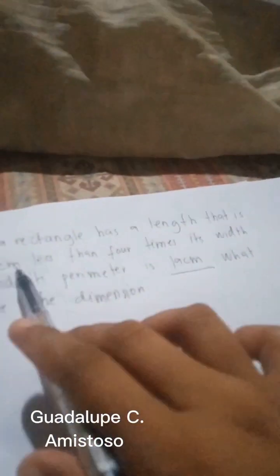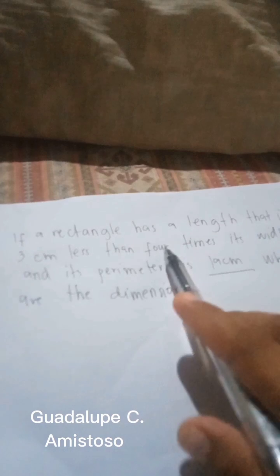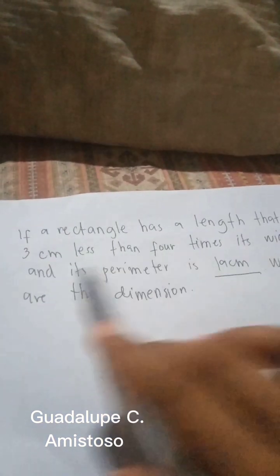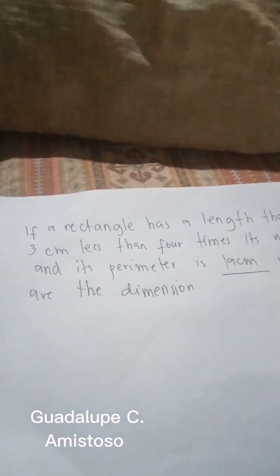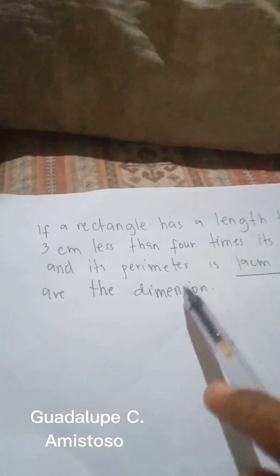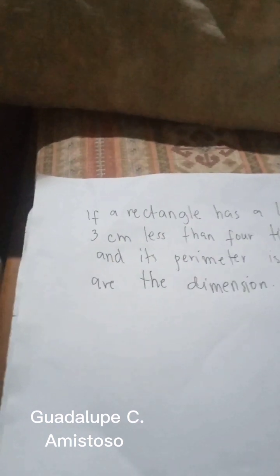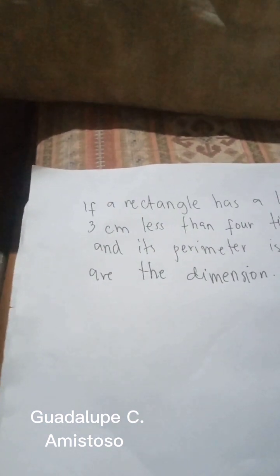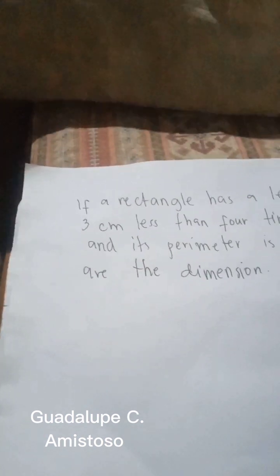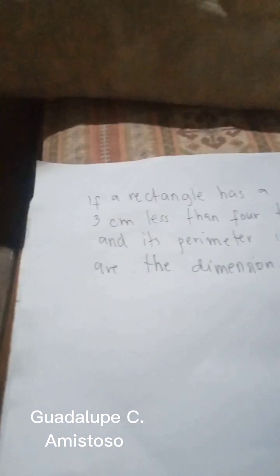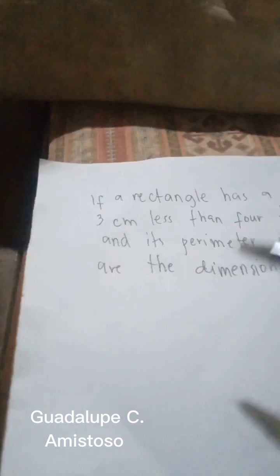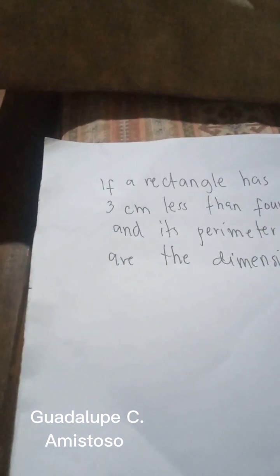If a rectangle has a length that is 3 cm less than 4 times its width, and its perimeter is 19 cm, what are the dimensions? So we are given statements here, 2 statements to be exact, and it's asking for the dimensions of the rectangle. Before we proceed with the solution, it's very common that we need to draw the figure.